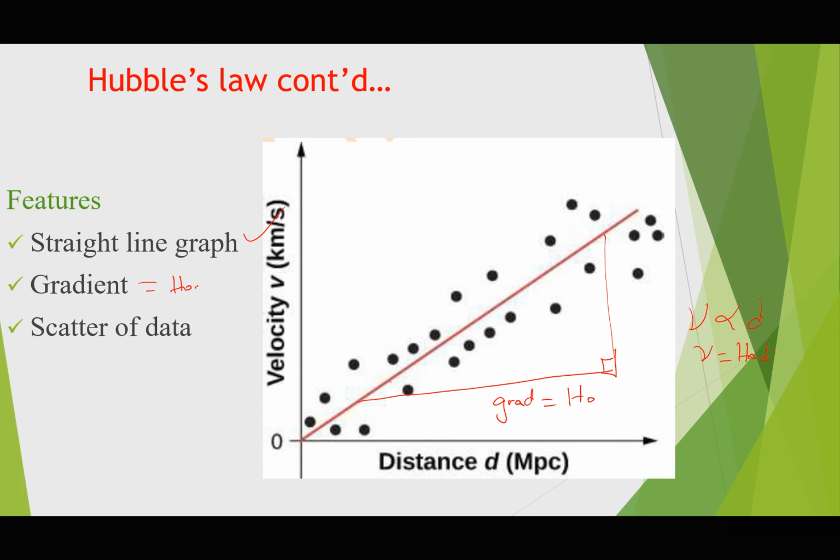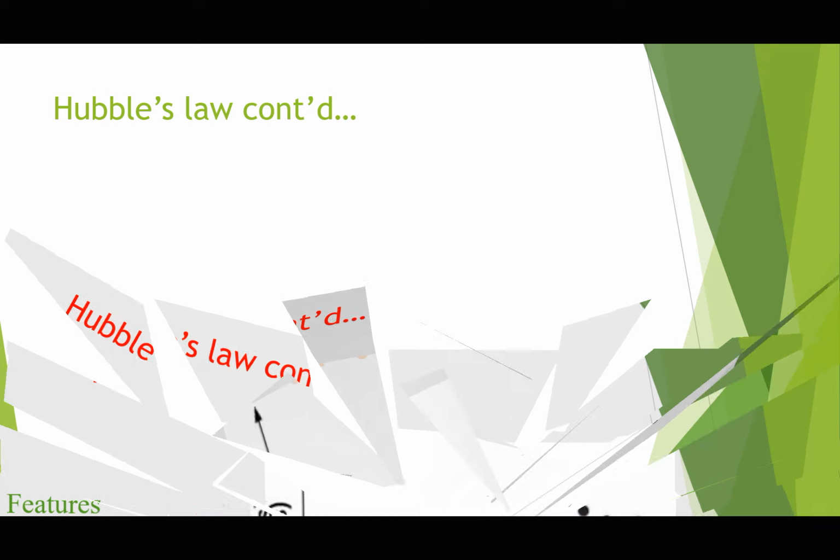But then you may ask yourself, why was the data scattered? This graph is giving you a picture of what Hubble's results looked like, and the results were scattering around the line of best fit. What is the significance of this scattering? From your AS knowledge, you know that the scattering means there are random errors. So we believe that there were random errors in taking these observations. So that is Hubble's law.